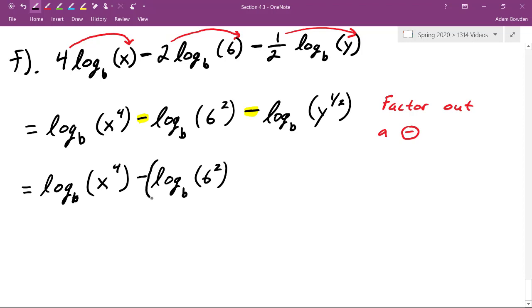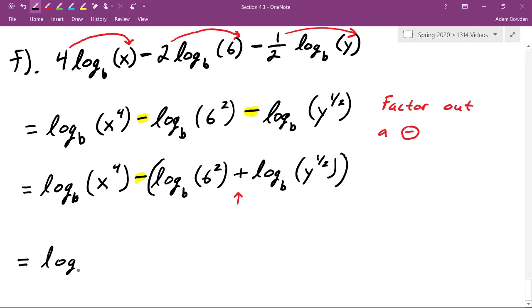Now I'm going to put this in parentheses here, and since I'm taking a negative from a negative, it's going to change it into a positive. Log base b of y to the 1/2. That helps us out here because now the negative can be changed to a positive. So really all I did was I threw parentheses around these two and put the negative in the front, and that takes care of the negative for us to change it into a positive. And that's great because addition between two logarithms can certainly be joined together by the product rule for logarithms.